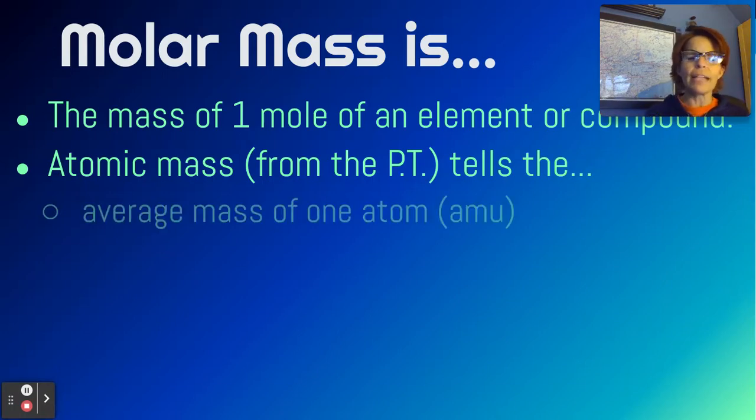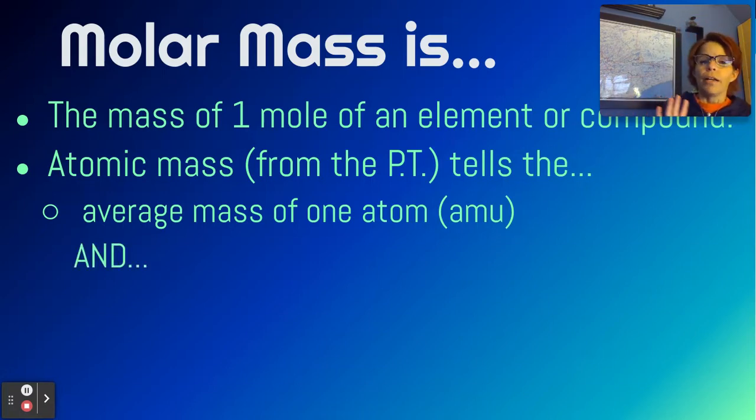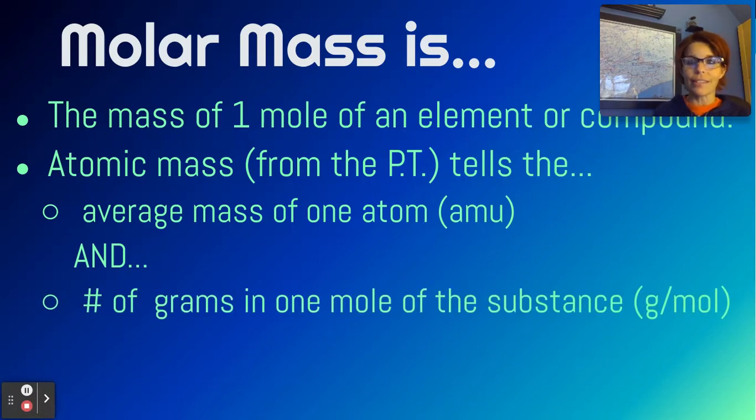And remember, the atomic mass is the average mass of one atom. So like for carbon, 12.011 is the atomic mass for carbon. And we call that average mass atomic mass units, AMUs. 12.011, that number also tells us, wait for it, the number of grams in 1 mole of the substance. That's what molar mass is. So let's try that again.